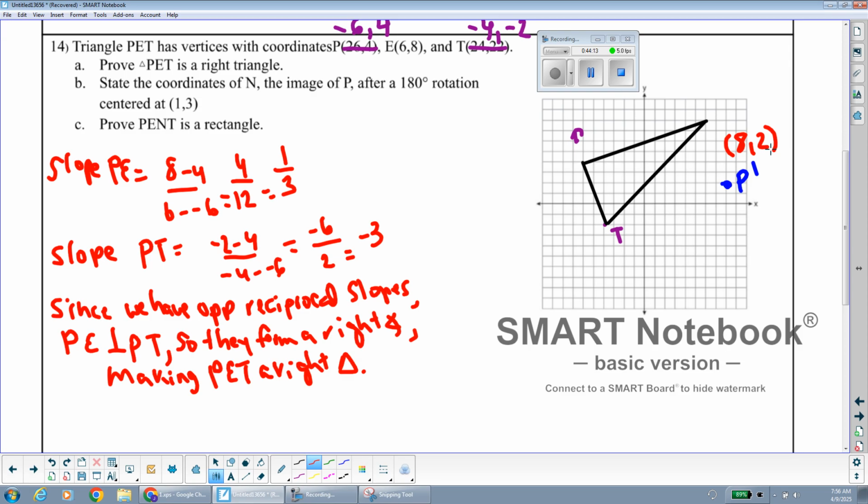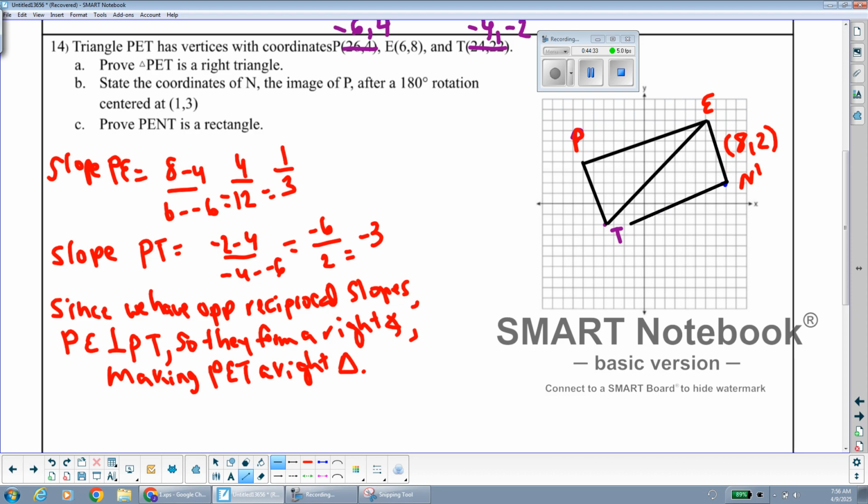oh sorry, point N, not P prime. Don't label it as P prime, and you'll get confused with the next part. That is point N over here. So let me just put my labels back. That was point P. I just deleted it by accident. That's point E. So now we have 4 points.